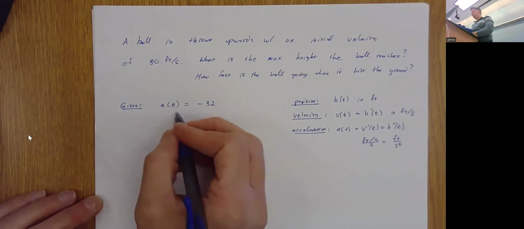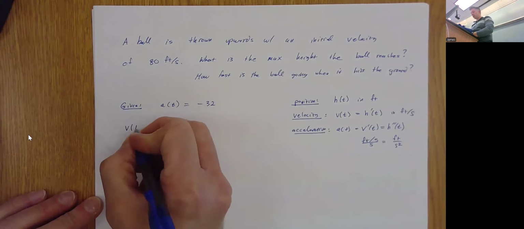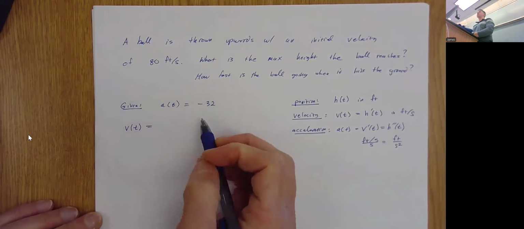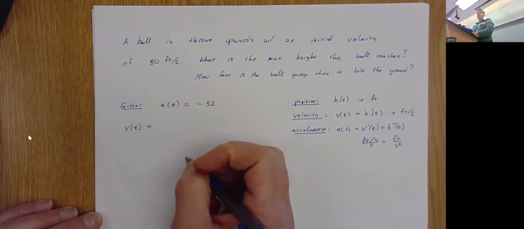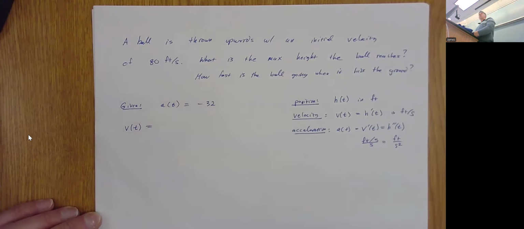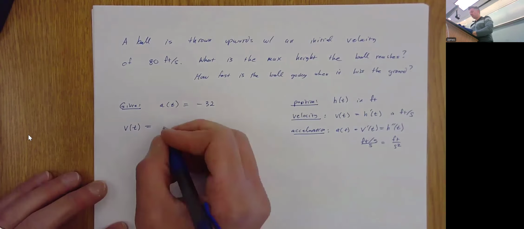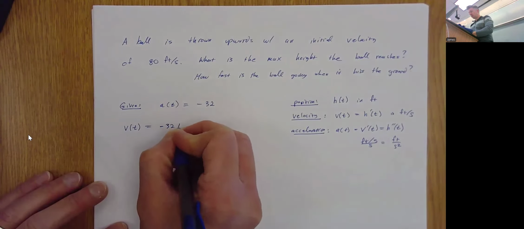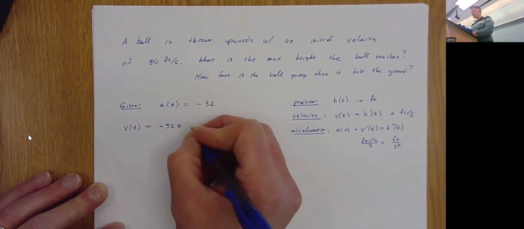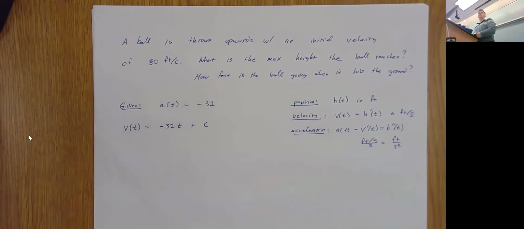So let's go ahead and find the velocity by anti-differentiating the acceleration. I don't know if we've talked about this, but whenever you're anti-differentiating a constant, you just get that constant multiplied by whatever your variable happens to be. In this case, we're using t. So our antiderivative here is going to be negative 32t plus some c.